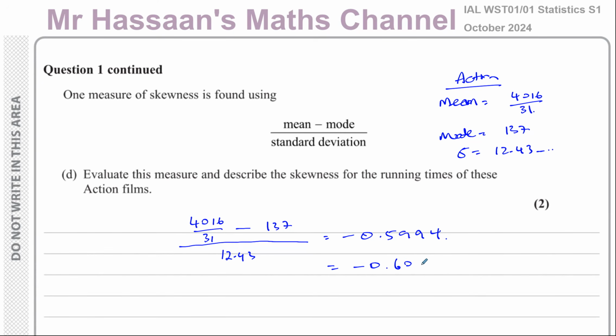So we can say negative 0.60, or maybe to 3SF because they didn't mention anything else, negative 0.599. So we can see that the distribution has a negative skew. Why? Because it has a negative value for this measure of skewness. So there's the answer to part D.